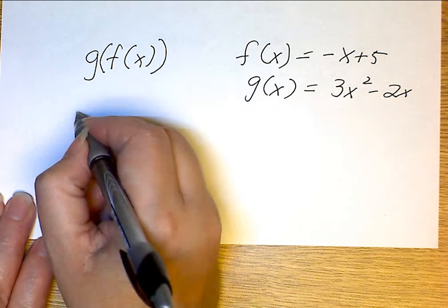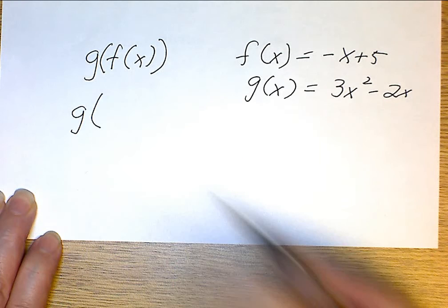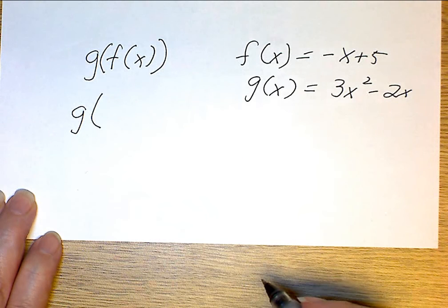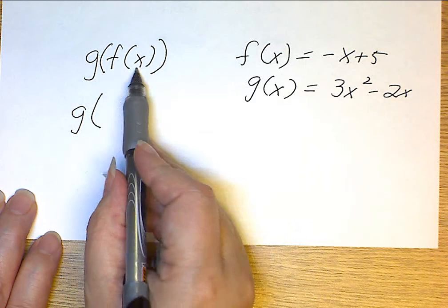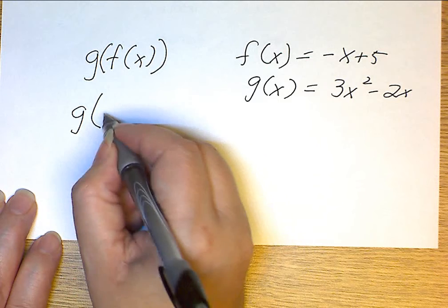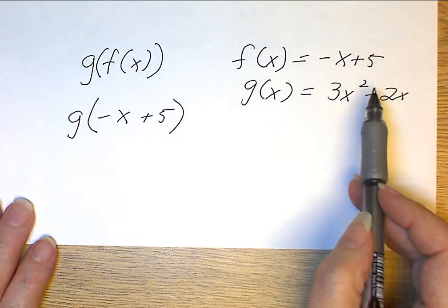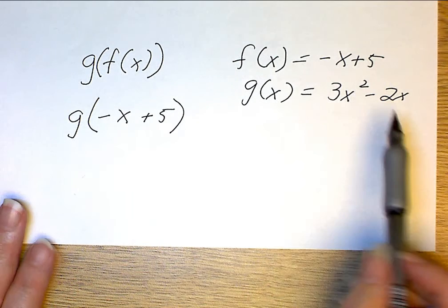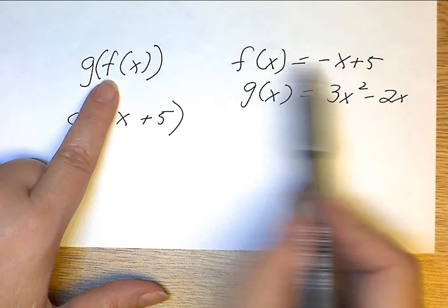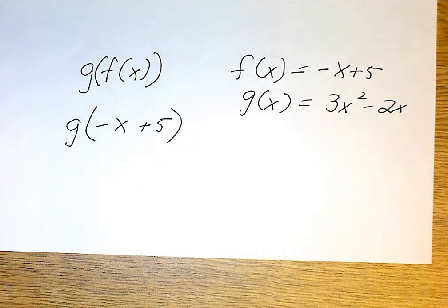Go g of... what is f of x? Negative x plus 5, right? Because f of x is negative x plus 5. So that's your first step. What's my second step?